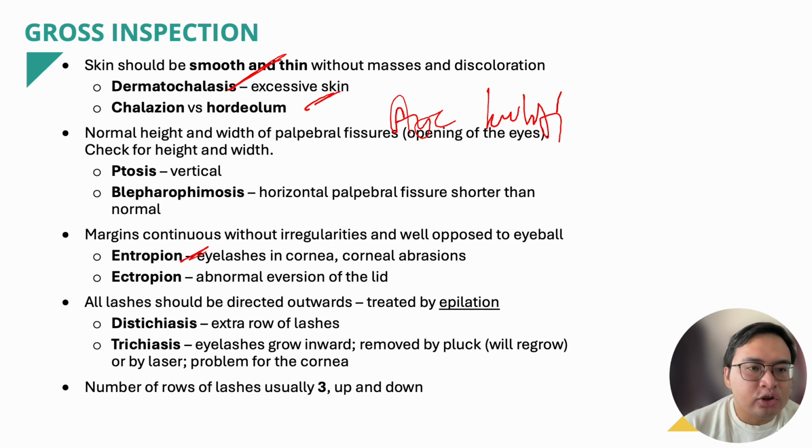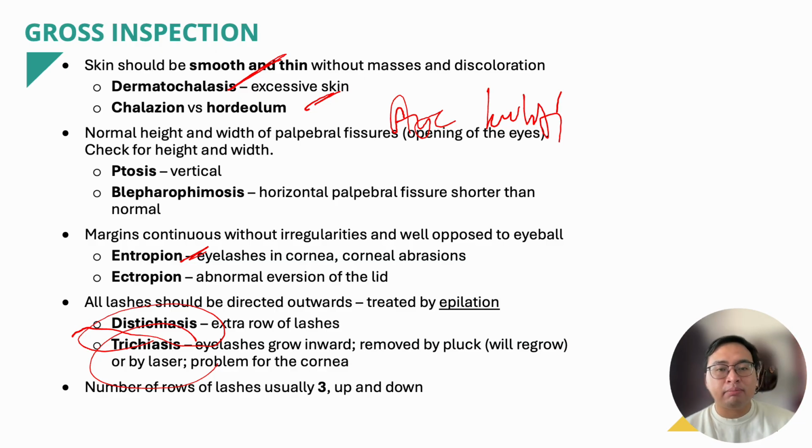Okay, and next you look into the eyelashes. Distichiasis means there is an extra row of eyelashes. Trichiasis means the eyelashes are growing inward. So what's the normal number of lashes? Usually only 3 rows up and 3 rows down. Okay. So with gross inspection, you move from outside findings inward. Okay. So after looking into the palpebral fissure, we move into the eye itself.